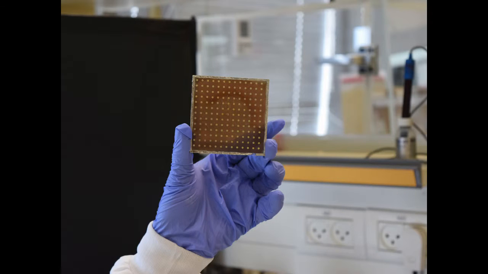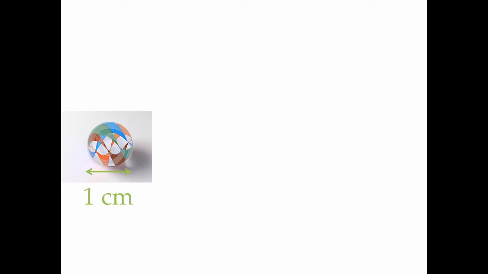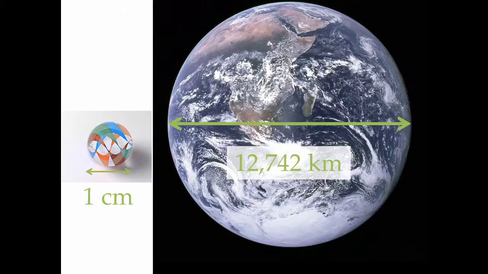Each layer is typically grown on a 7 cm by 7 cm glass, as shown here, and the layers are each grown to be between 10 to about 1,000 nanometers thick. To put this in perspective, a nanometer is a billionth of a meter, which is the same ratio as the diameter of a marble compared to the size of the Earth.